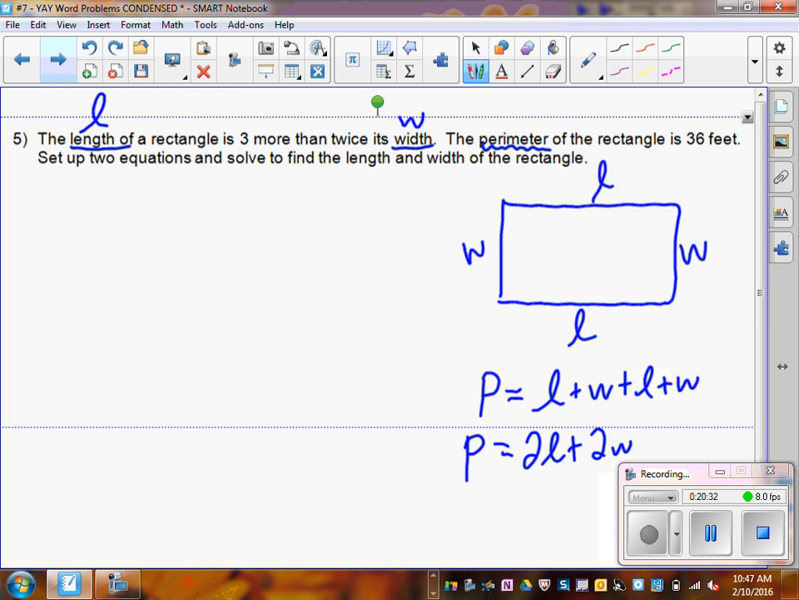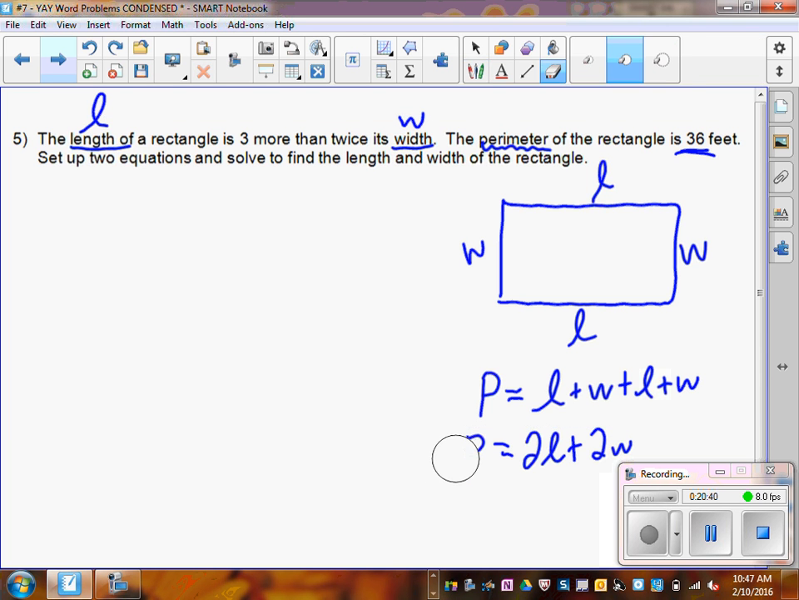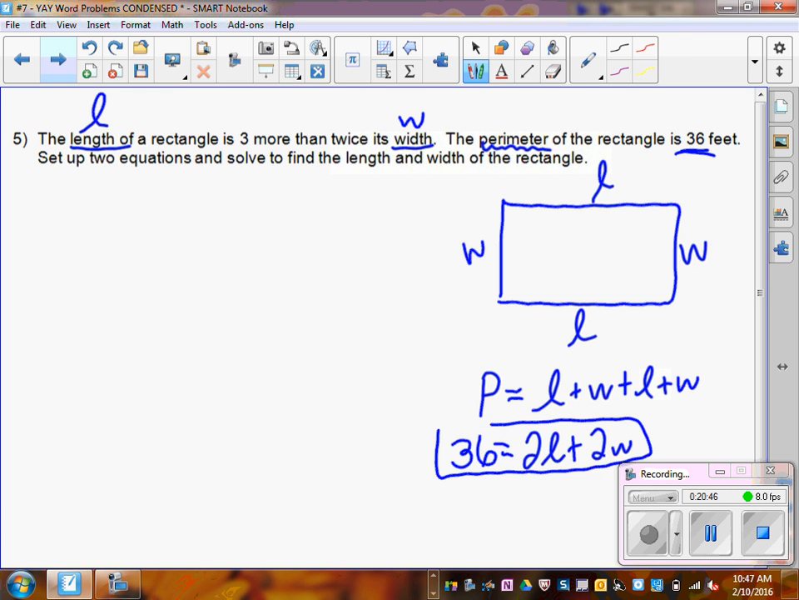Alright, so again, we have to have 2 equations. They told us my perimeter is 36 feet. So I know my perimeter is going to be 36 feet. So great, I have one of my equations here. If I add my lengths and my widths together, that'll add up to be 36. But I still need another equation.